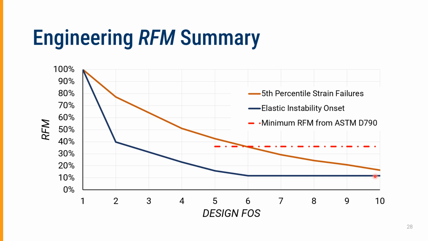For buckling situations, we actually have, interestingly enough, an elastic instability onset curve that is below the tensile curve in terms of where the limit is. And this one is actually more limited by elastic modulus than by strain. That's why it's different. And realistically, from a practical perspective, the lowest value that we've measured for retained flexural modulus from any in-service FRP equipment that we've dealt with is 36%.